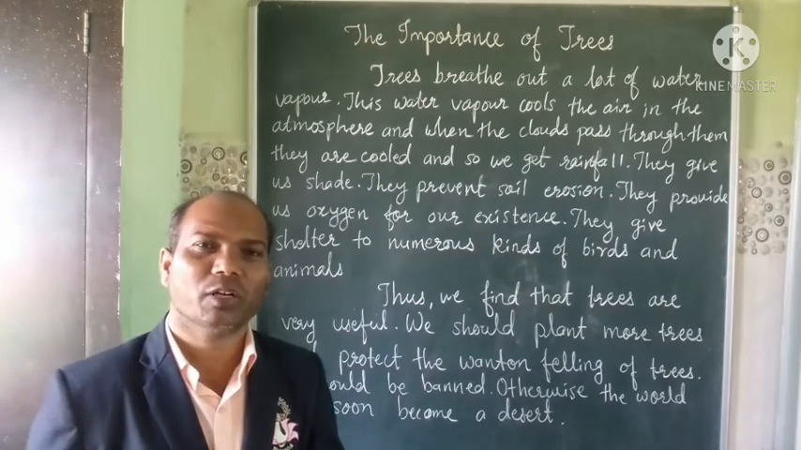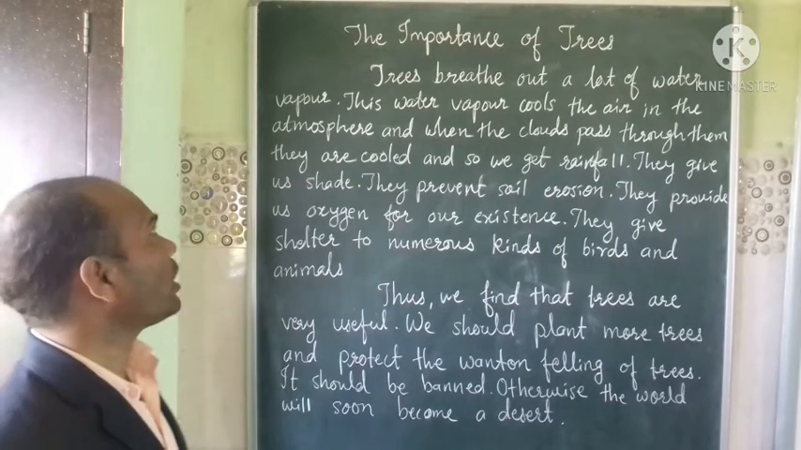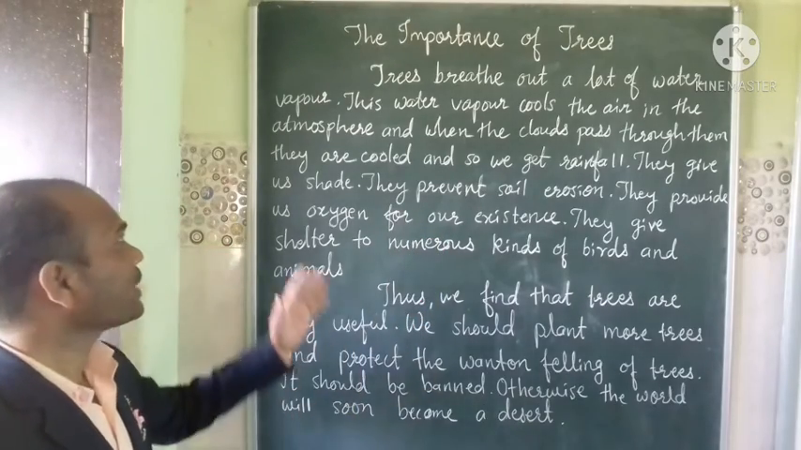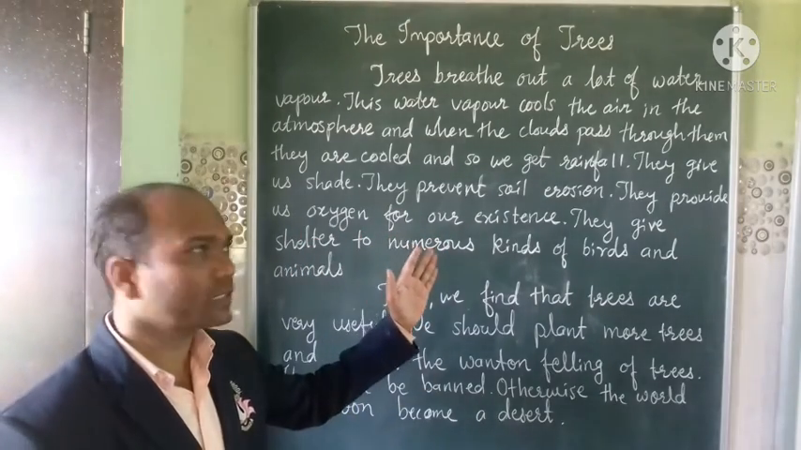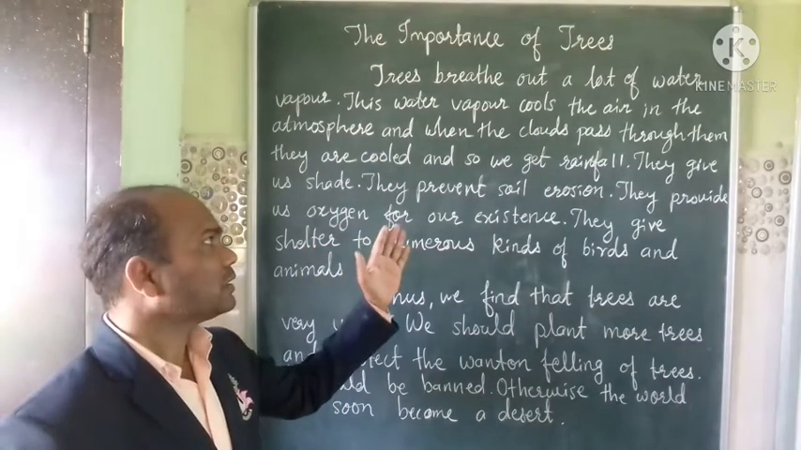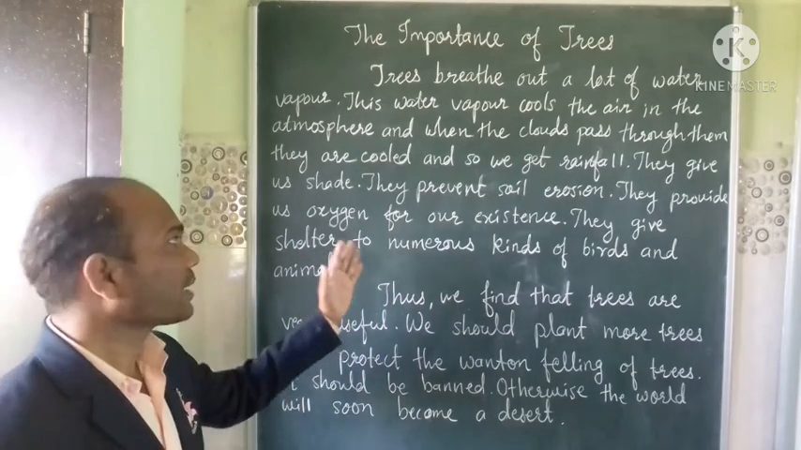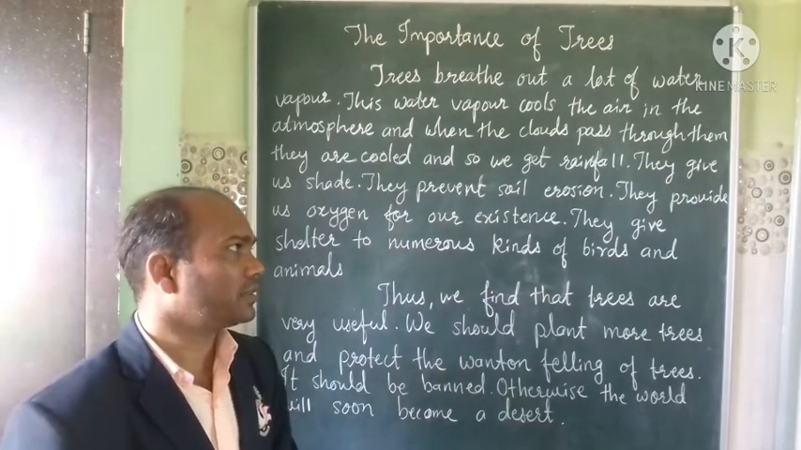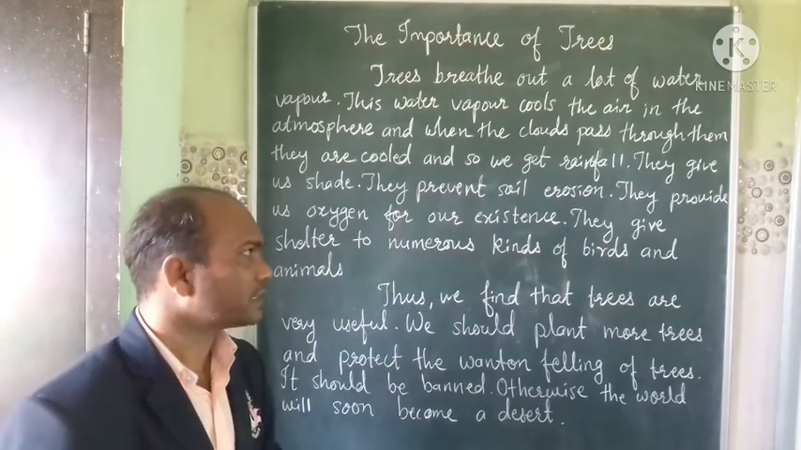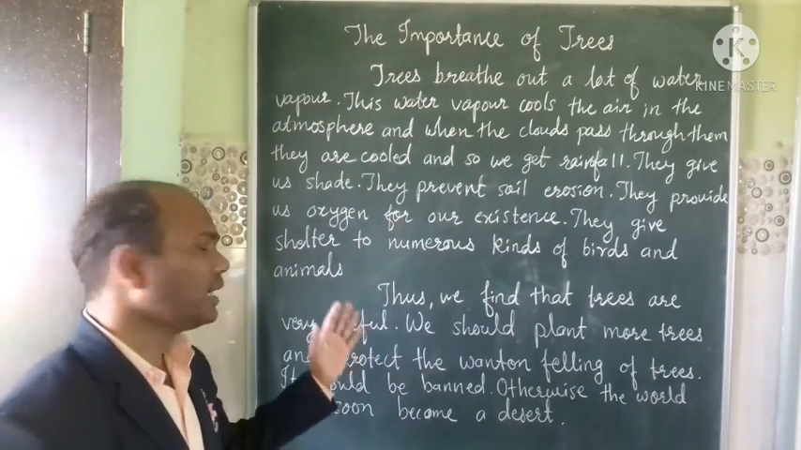Now, dear students, let us move on to the next paragraph. Trees breathe out a lot of water vapor. This water vapor cools the air in the atmosphere, and when the clouds pass through them, they are cooled, and so we get rainfall. They give us shade. They prevent soil erosion. They provide us oxygen for our existence. They give shelter to numerous kinds of birds and animals.